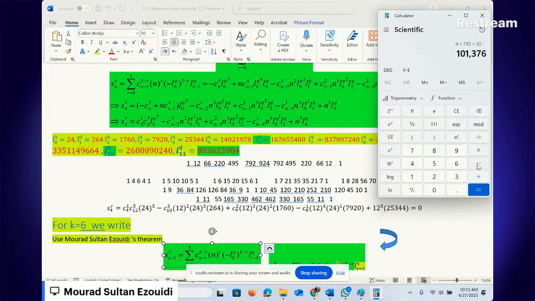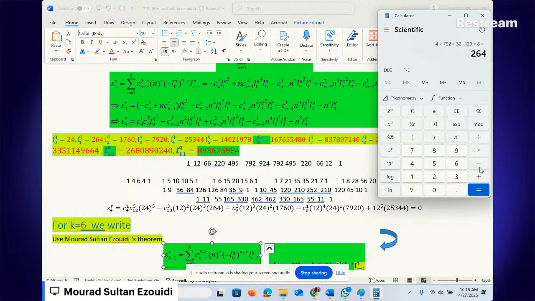Minus 10 choose 3: 1, 2, 3, means minus 120, times 8. Why 8? Because 2 cubed times 264. Plus 10 minus 1 is 9, 3 minus 1 is 2, so 9 choose 2: 1, 2.